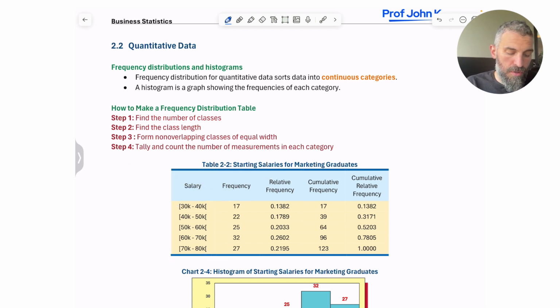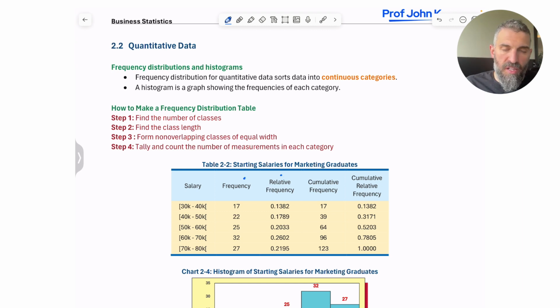So one of the things we'll learn is, well, how do we make these categories? It's not arbitrary. It's not just, I feel like making it 30 to 40, 40 to 50. There are specific rules you have to follow in determining how many categories you should have and how wide each category should be. We'll get into that, okay? We're just going to run through what things are, and then we'll worry about actually doing it.